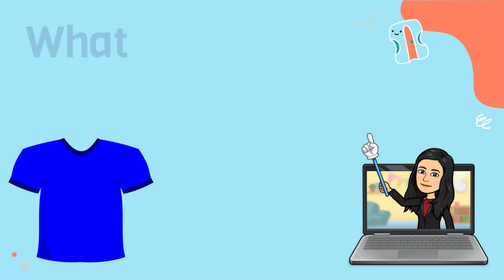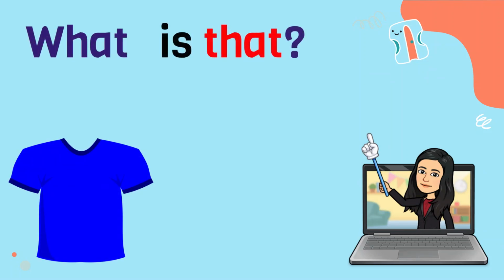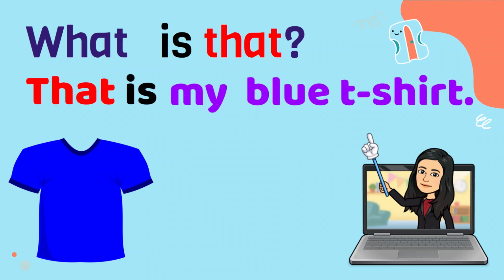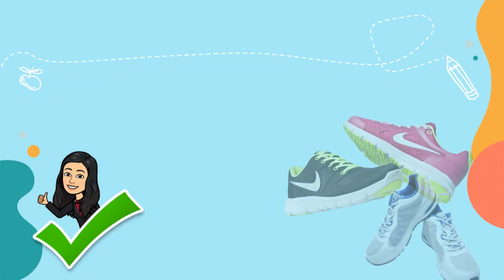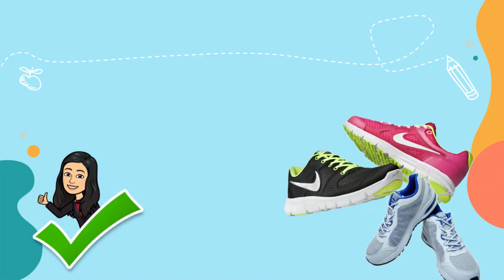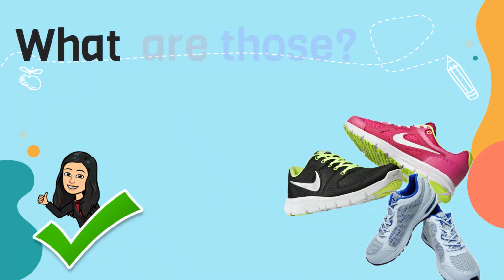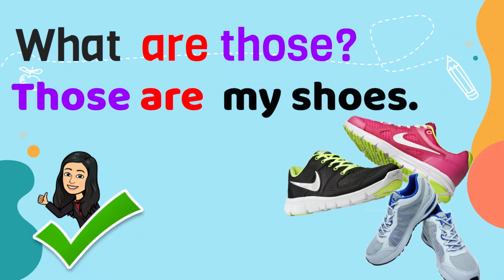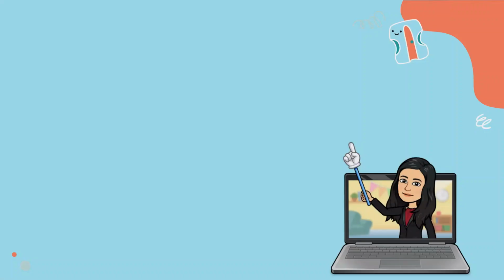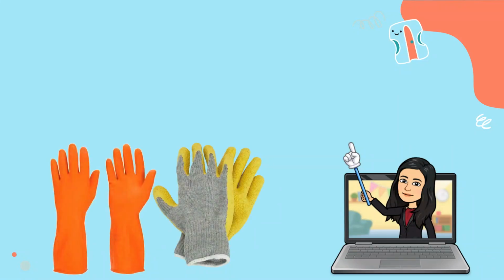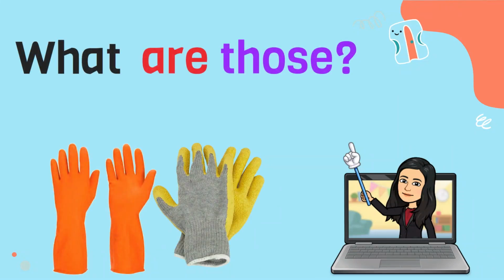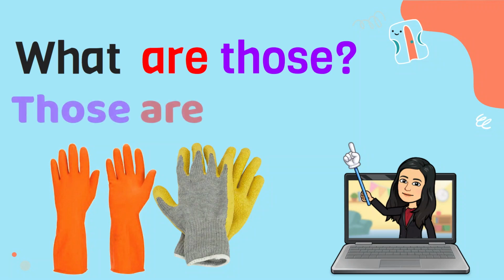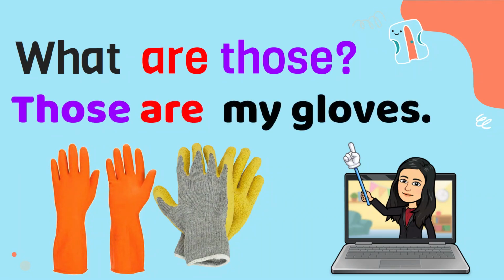Okay, how about the next question? What is that? We can answer by saying, that is my blue t-shirt. Alright, now how about this picture? Based on this picture, we can say, what are those? Those are my shoes. Let's see another example. We can say, what are those? Those are my gloves.